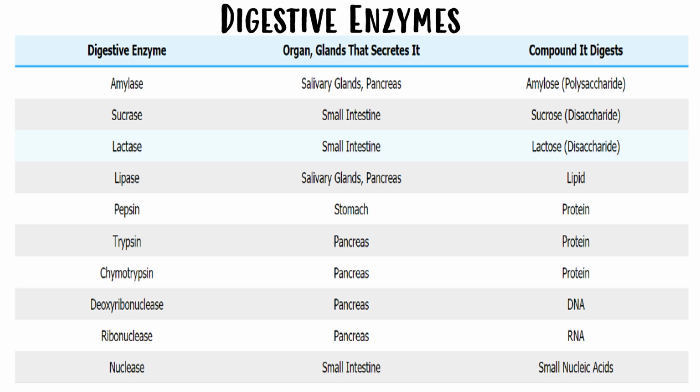Pepsin from the stomach digests protein. Trypsin from the pancreas digests protein as well. Chymotrypsin from the pancreas digests protein as well. While the deoxyribonuclease from the pancreas digests DNA, the ribonuclease from the pancreas digests RNA or ribonucleic acid. While the nuclease from the small intestine digests small nucleic acids.